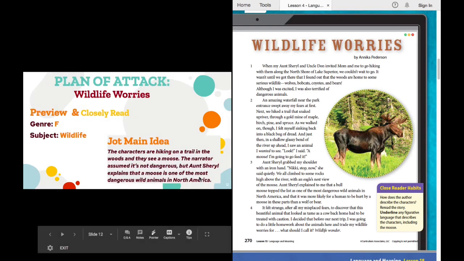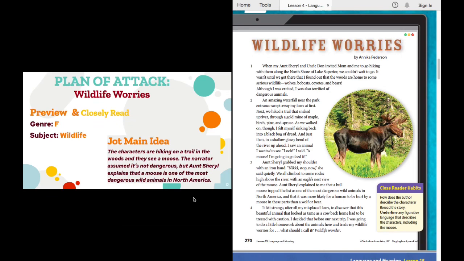So my main idea is the characters are hiking on a trail in the woods and they see a moose. The narrator assumed it's not dangerous, but Aunt Cheryl explains that a moose is one of the most dangerous wild animals in North America. Again, we're not really focusing on main idea, and we worked on this skill before, so I hope that your main idea looks something like this.